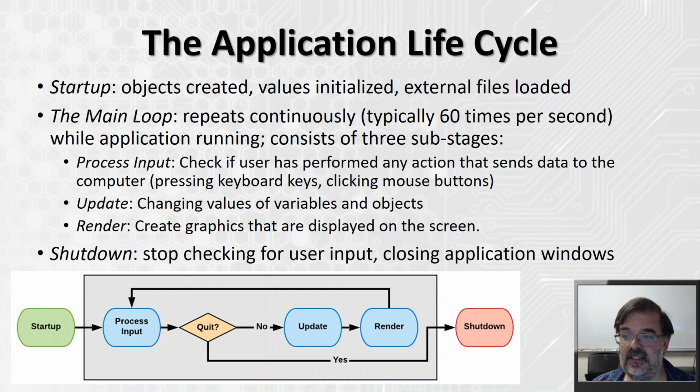And this will consist of 3 sub-stages. The sub-stages are first going to be processing input, right? So first, we have to check to see if the user has performed any action that sends data to the computer. They might have pressed some keys on the keyboard or clicked some mouse buttons. We might want to respond to that input. That input might include quitting the program, in which case we'll proceed to the shutdown stage.